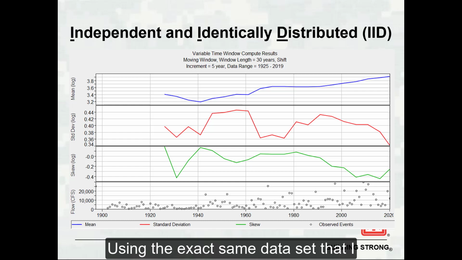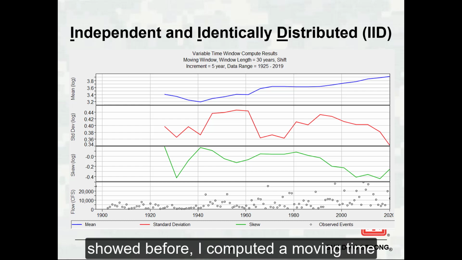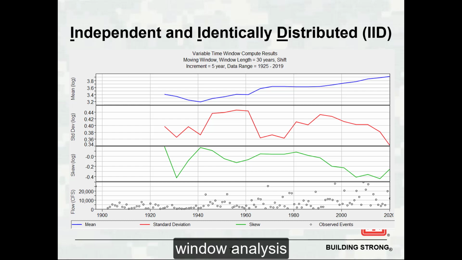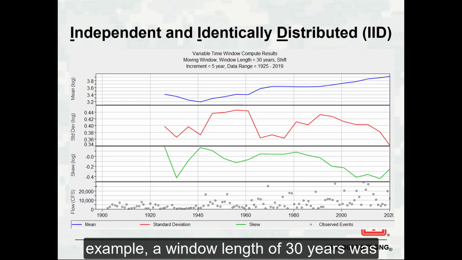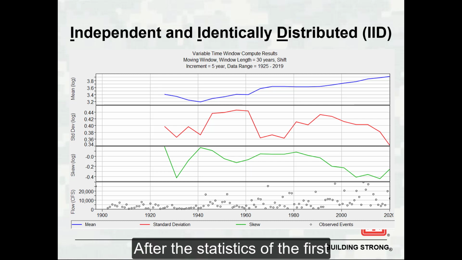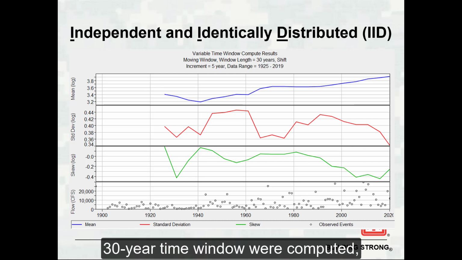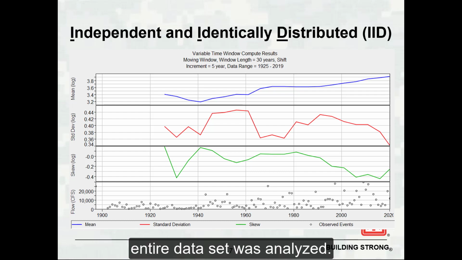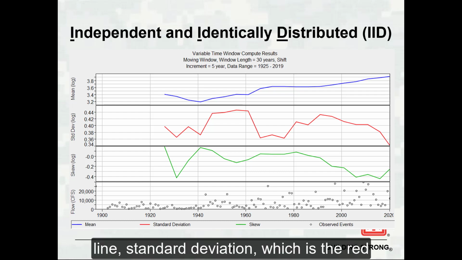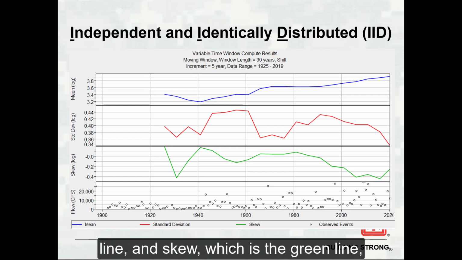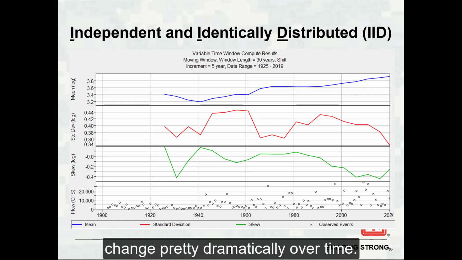Using the exact same data set that I showed before, I computed a moving time window analysis and show the examples here. In this example, a window length of 30 years was used. After the statistics of the first 30-year time window were computed, the time window was moved forward by 5 years, and another 30-year time window was computed. And this process was repeated until the entire data set was analyzed. Notice how the mean, which is the blue line, standard deviation, which is the red line, and skew, which is the green line, changed pretty dramatically over time.